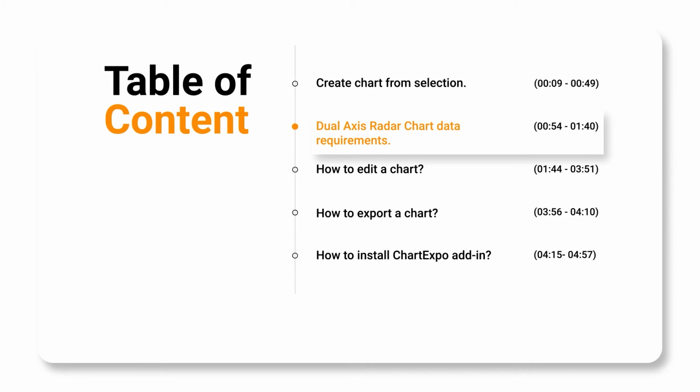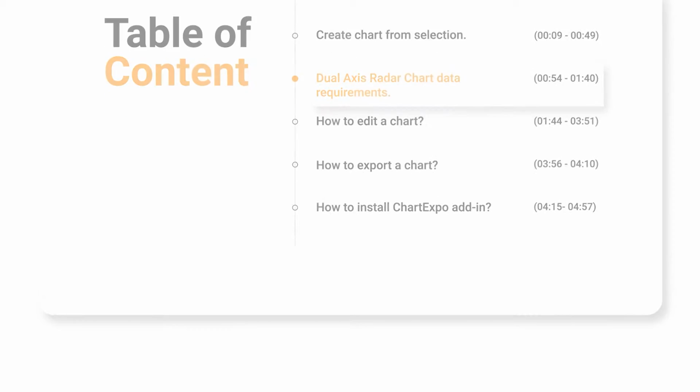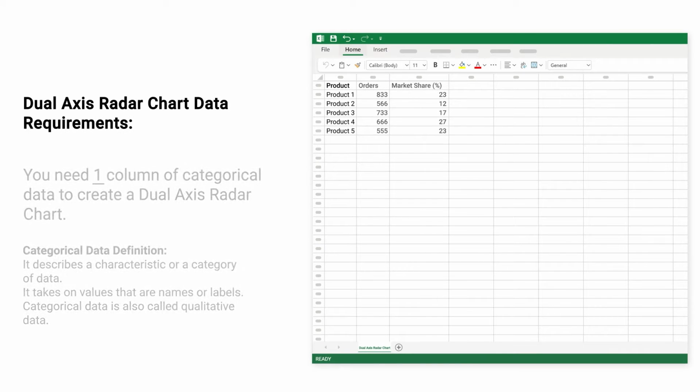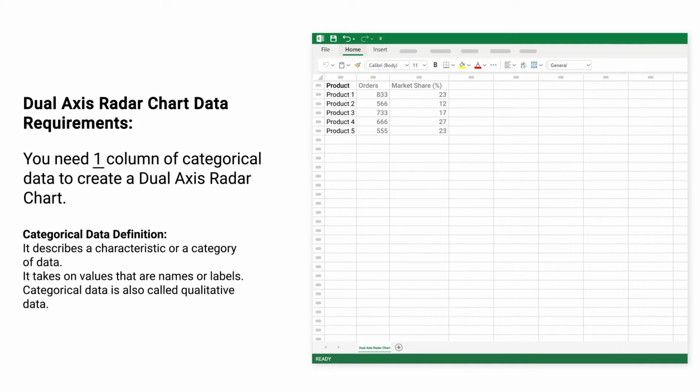Dual-axis radar chart data requirements. You need 1 column of categorical data to create a dual-axis radar chart. Categorical data definition: it describes a characteristic or a category of data. It takes on values that are names or labels. Categorical data is also called qualitative data.